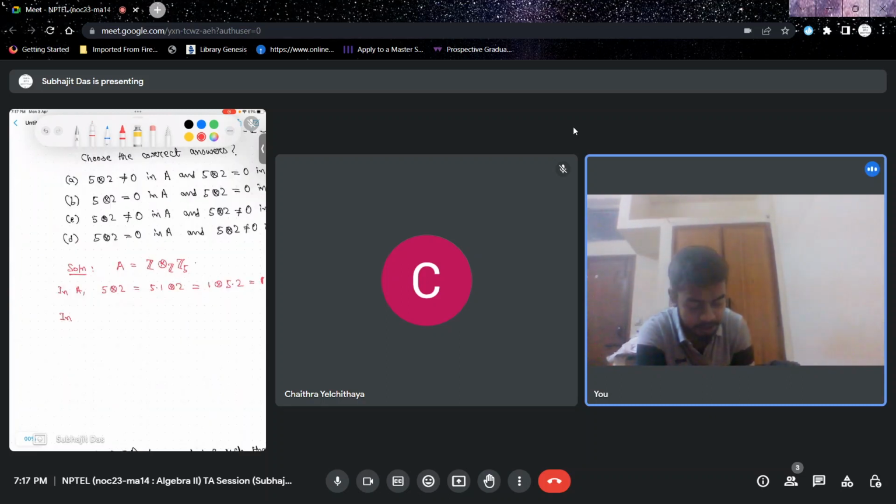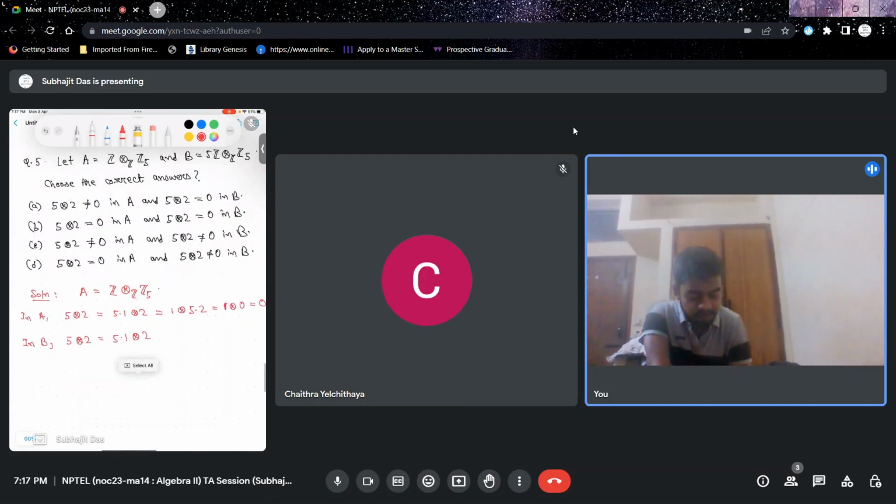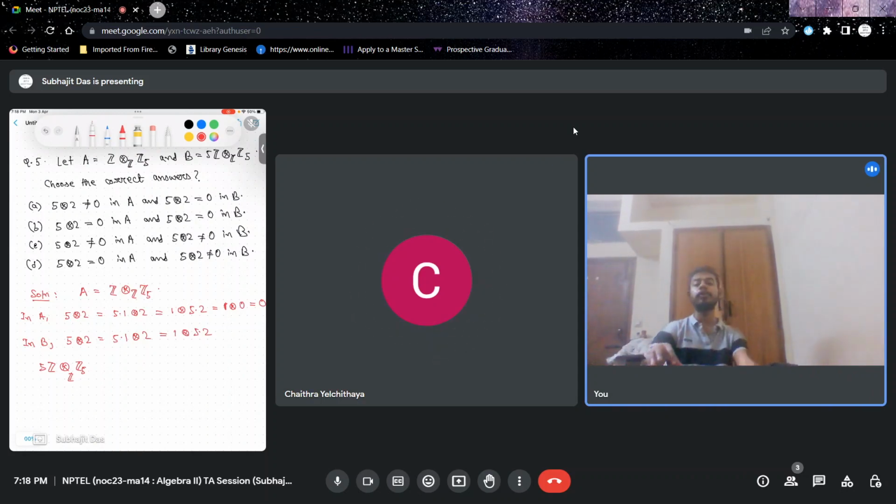On the other hand, you cannot do the same thing in B. In B, 5 tensored with 2, you can never write it as 5.1 tensored with 2. Why? Because B is 5Z tensored with Z5, right? Now 1 is not an element in 5Z. You cannot write this to be equal to 1 tensored with 5 times 2, because 1 is not an element in the first module. So you can't do this.